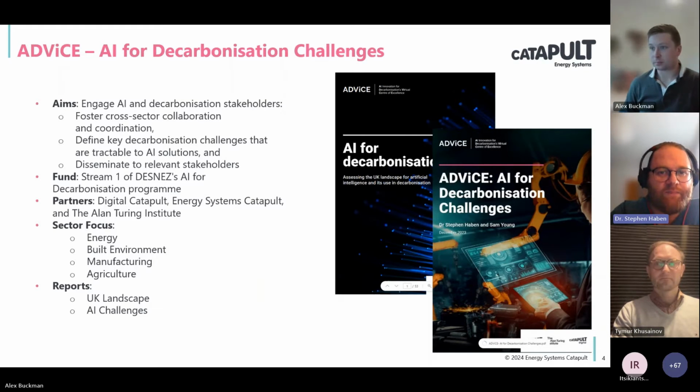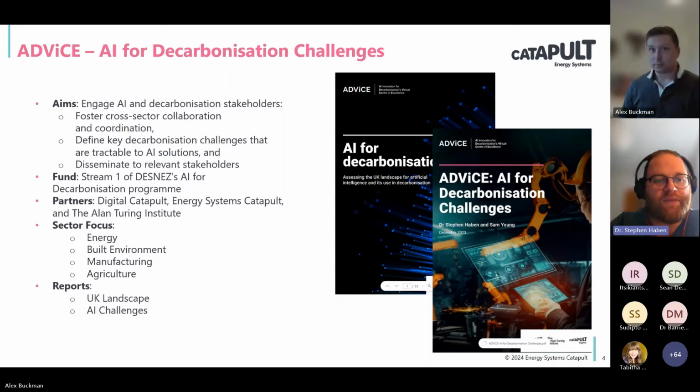Yeah, as I mentioned, this will be part of the advice program, which is a DESNZ project. The Department for Energy Security and Net Zero are funding this project, and that's run by ourselves, the Energy Systems Catapult, Digital Catapult, and the Alan Turing Institute. And the core aims of this program really is to help sort of coordinate collaboration across the core sectors we're looking at to help engagement. And we're also helping to define some key decarbonization challenges where AI can help make some real inroads. We're focusing on four main areas: energy, built environment, manufacturing, and agriculture.